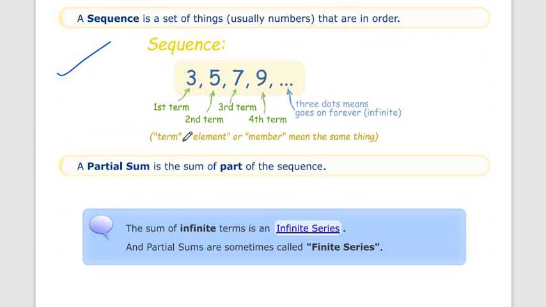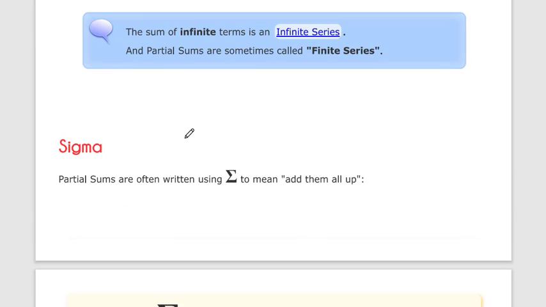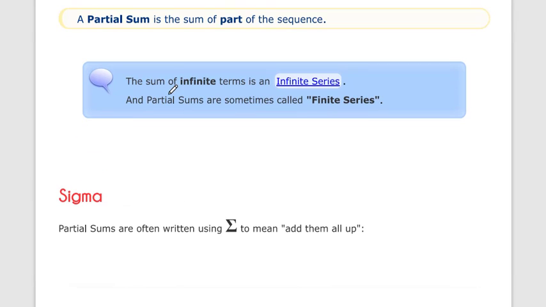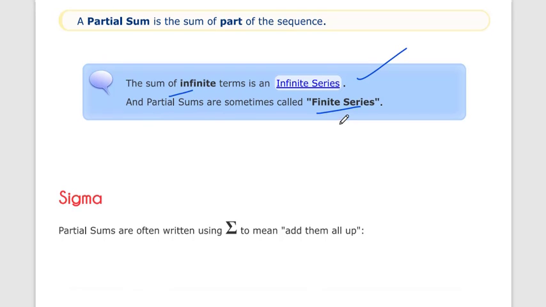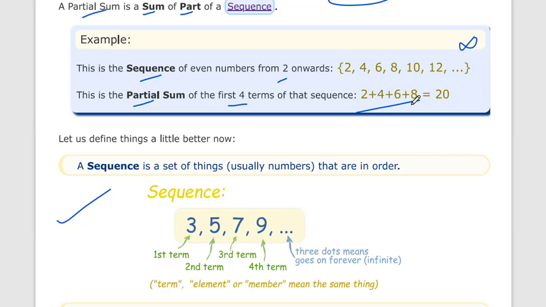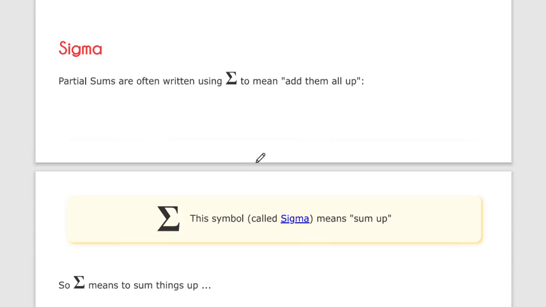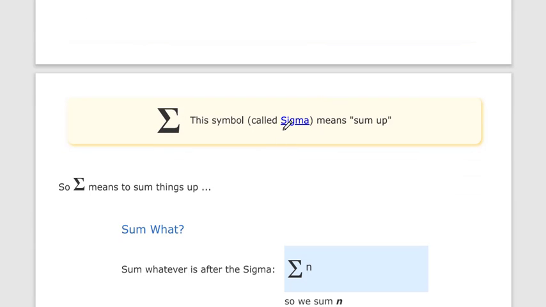We all know sequence. The sum of infinite terms is an infinite series, but a partial sum is also called a finite series. Here 2, 4, 6, 8 is countable, so it is also called a finite series, a finite sequence. Partial sums are often written using sigma, to mean add them all up. It's called the sigma symbol.